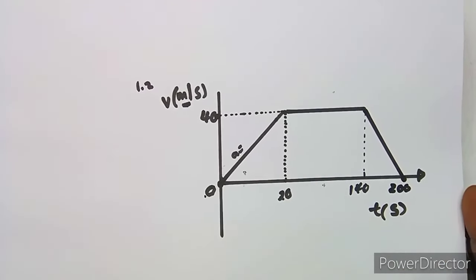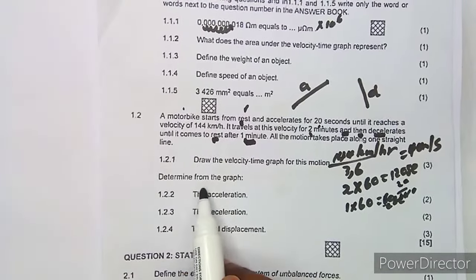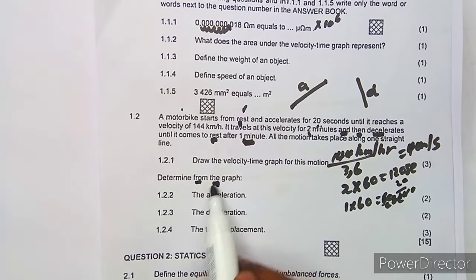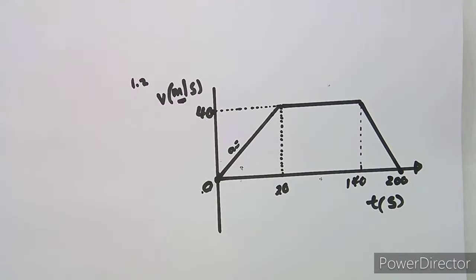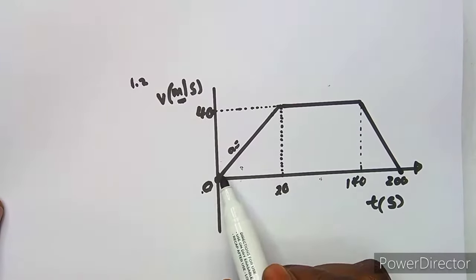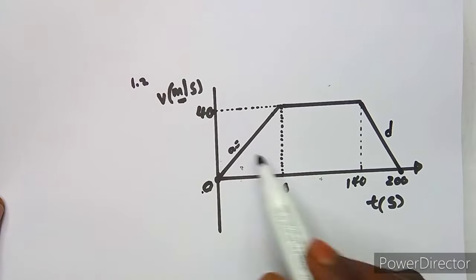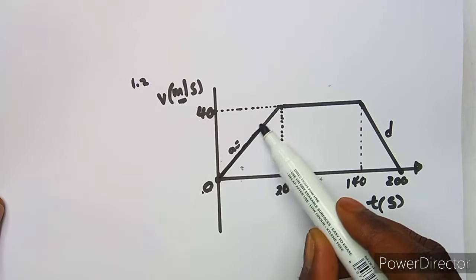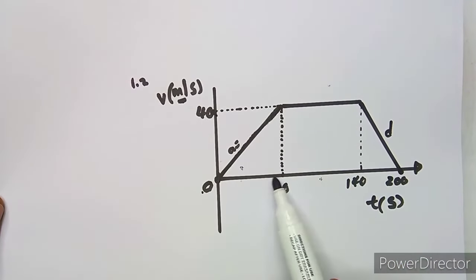So that is your velocity time graph. I think everything is there. So what are the questions now from this part? Okay, the first question is to determine from the graph, which means you are using graph 1.22, the acceleration. So you're supposed to know where this acceleration is taking place. This is where our acceleration is, and this is our deceleration. So at this point, what is our acceleration from 0 up to 40 meters per second in 20 seconds?